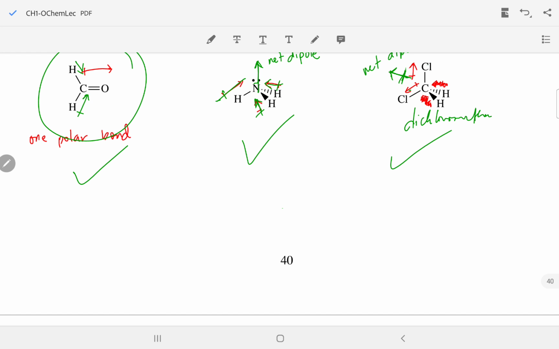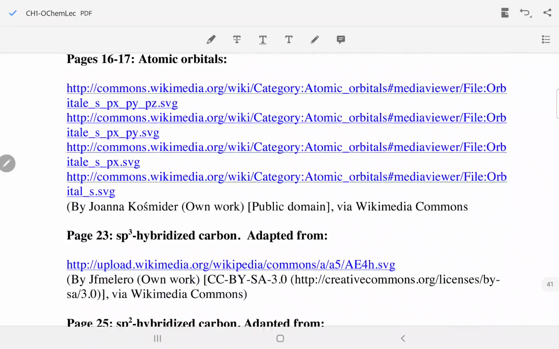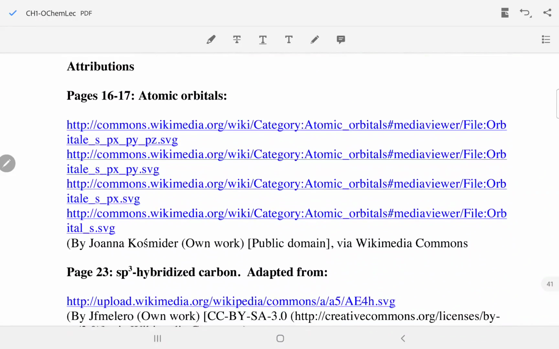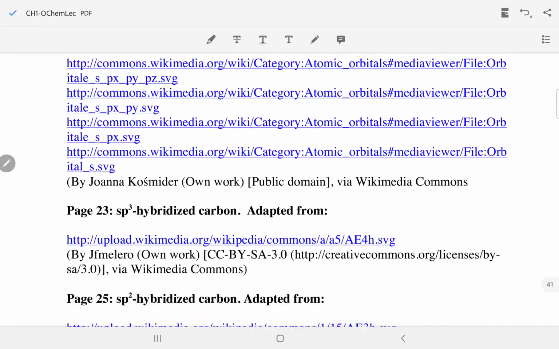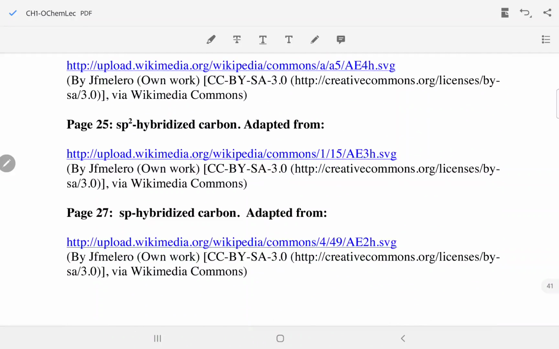Okay, so this is the last part of our lecture for structure and bonding. I know that this is quite a long lecture, and the main reason is that it is important for all of you to know the fundamentals of organic chemistry in order to better understand the higher topics of this subject.